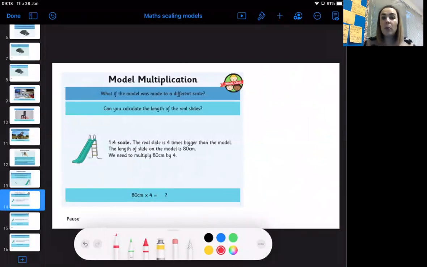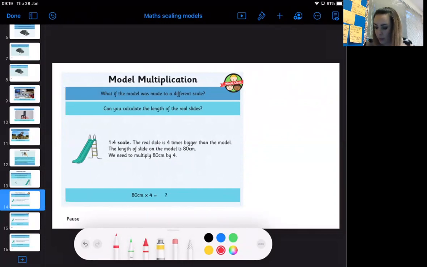Let's have a look if the model was made to a different scale. Can you calculate the length of the real slide? So 1 to 4 scale, the real slide is 4 times bigger than the model. The length of the slide on the model is 80 centimetres. We need to multiply 80 centimetres by 4. Pause the video now and have a go.